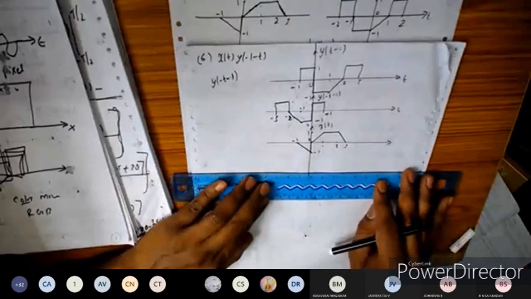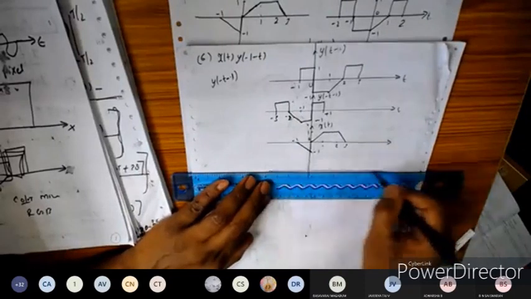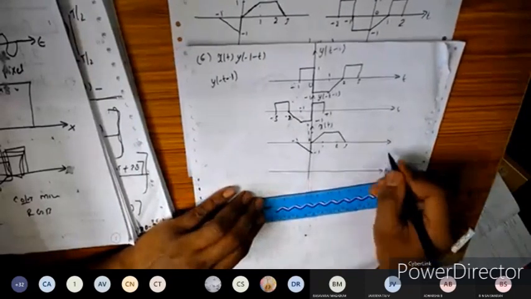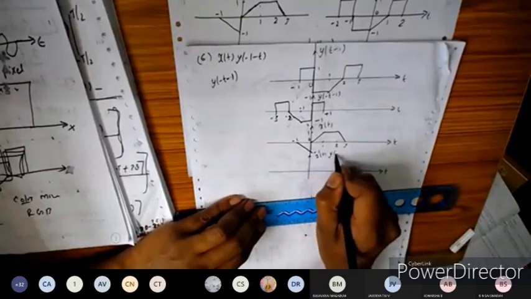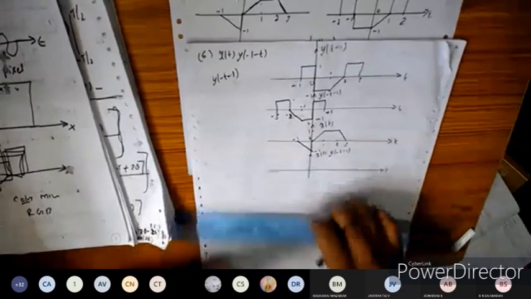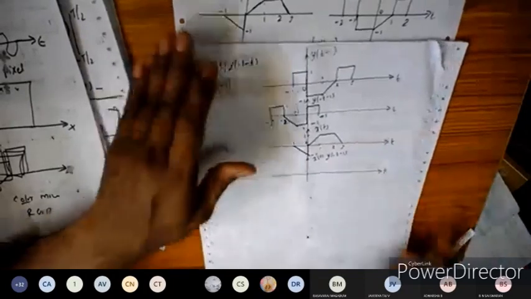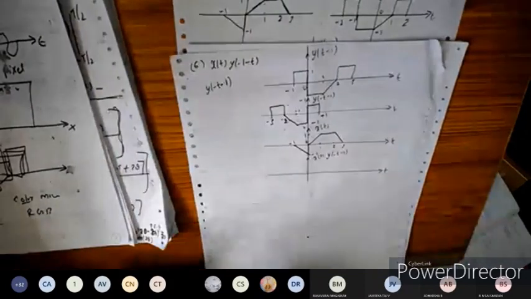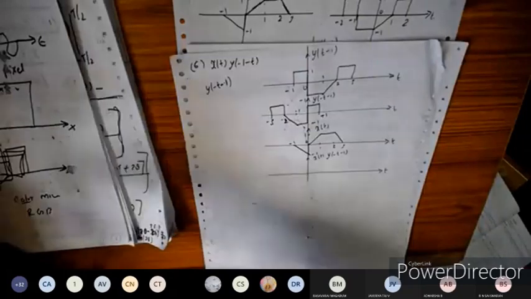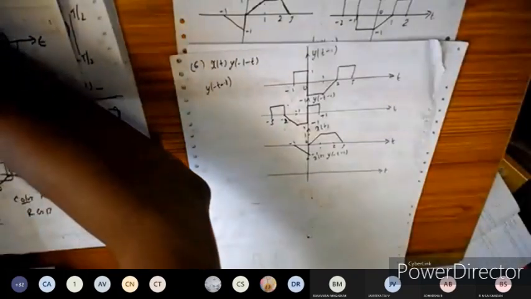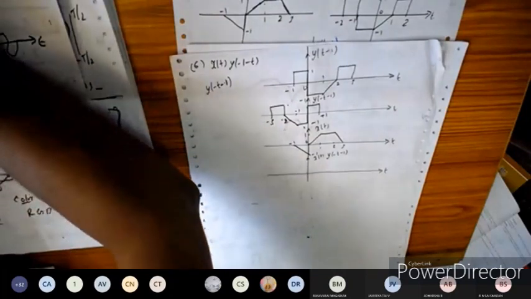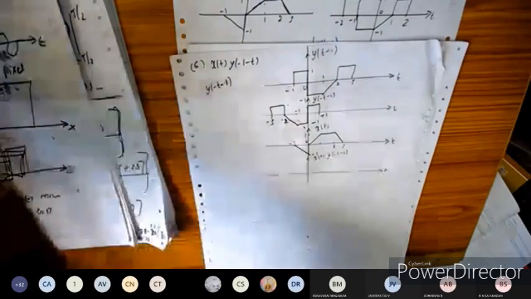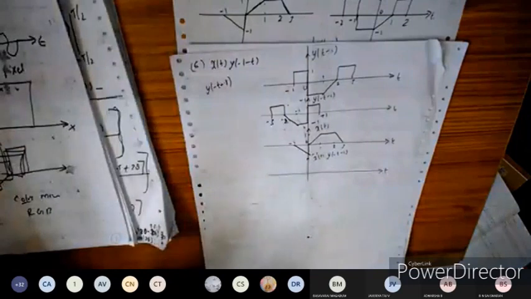Now we need to multiply these two. This is x of t into y of -t minus 1 here. Done, right? Everyone done, right? Okay, now we have done the product, I guess.